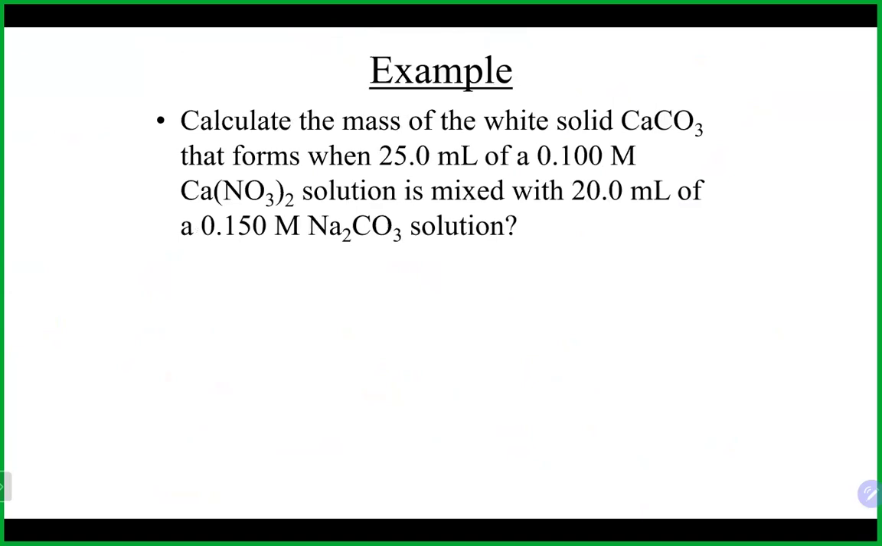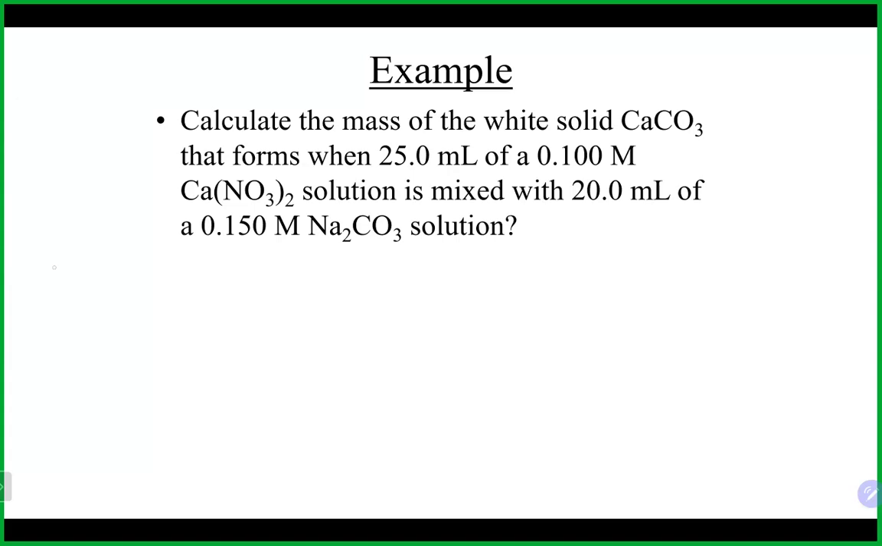So let's take a look at another one here together and see what we got going on this one. We want to calculate the mass of a white solid, calcium carbonate, that forms when you mix 25 milliliters of 0.1 molar calcium nitrate with 20 milliliters of 0.15 molar sodium carbonate. This again is a stoichiometry problem, so we do not have an equation. That is where we should start.